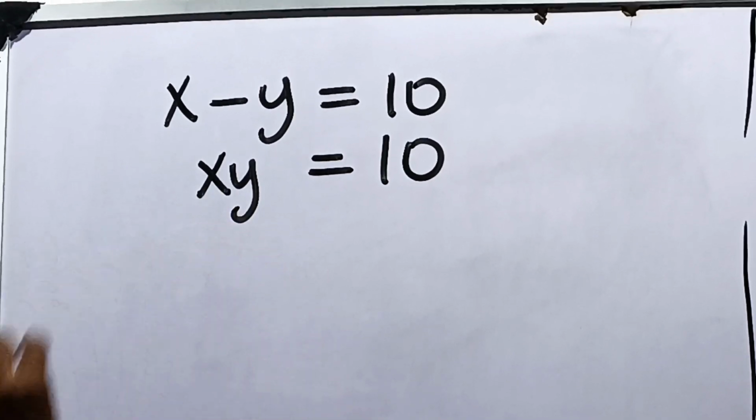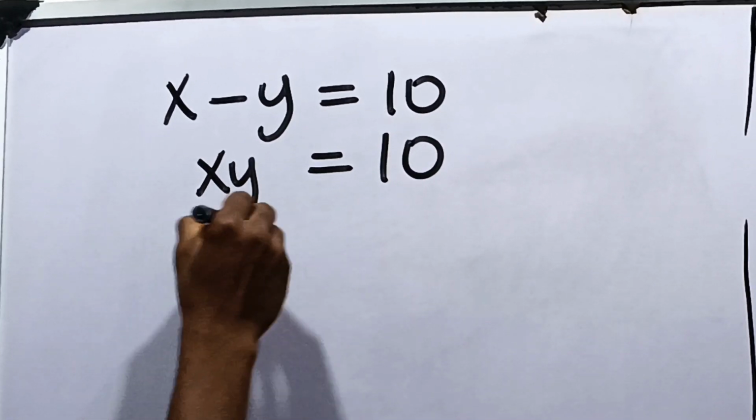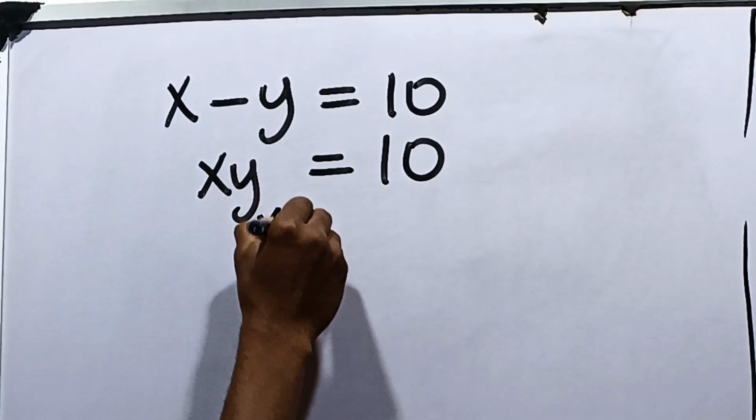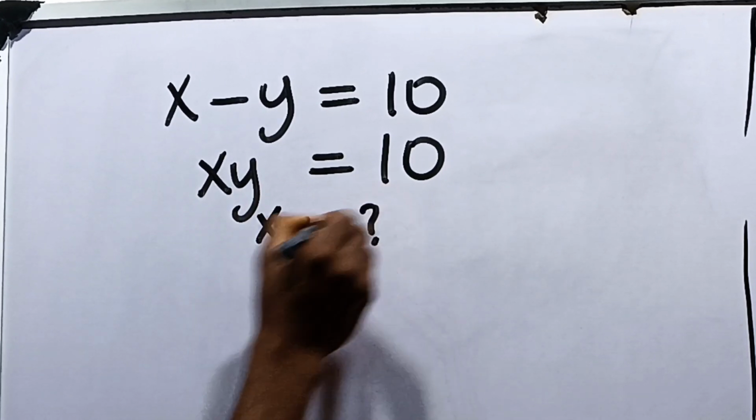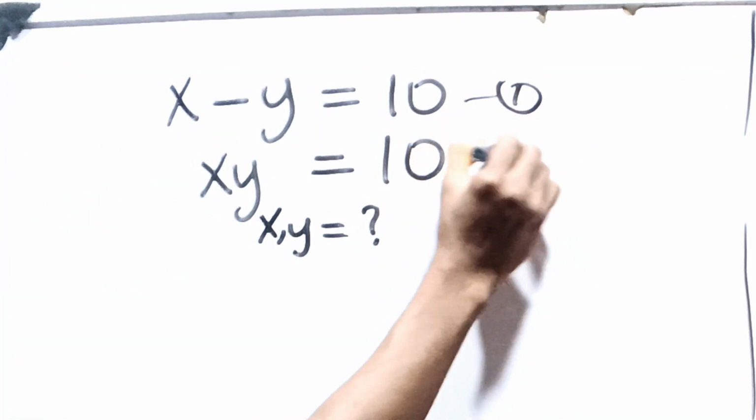Let's solve this together. It says x minus y is equal to 10 and xy is equal to 10. We're going to solve for the value or values of x and y in this question. First things first, we can call this equation 1 and call this equation 2.